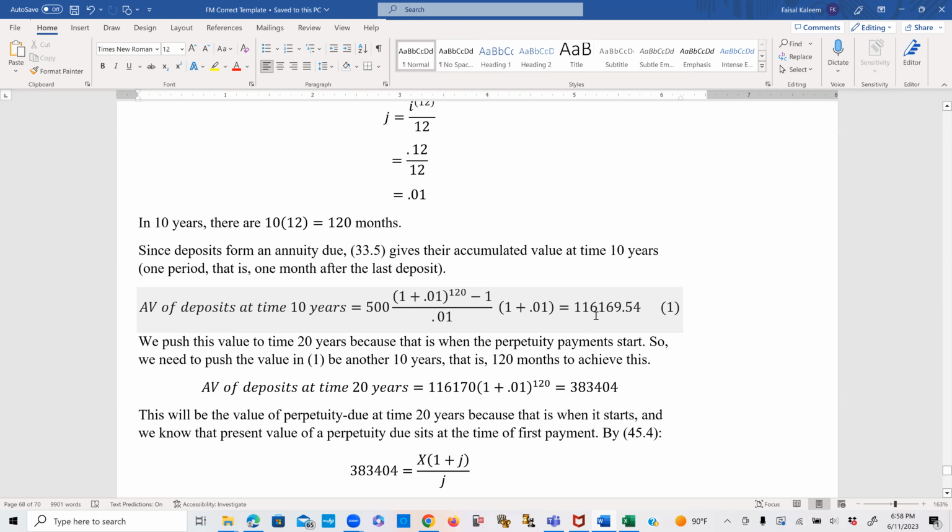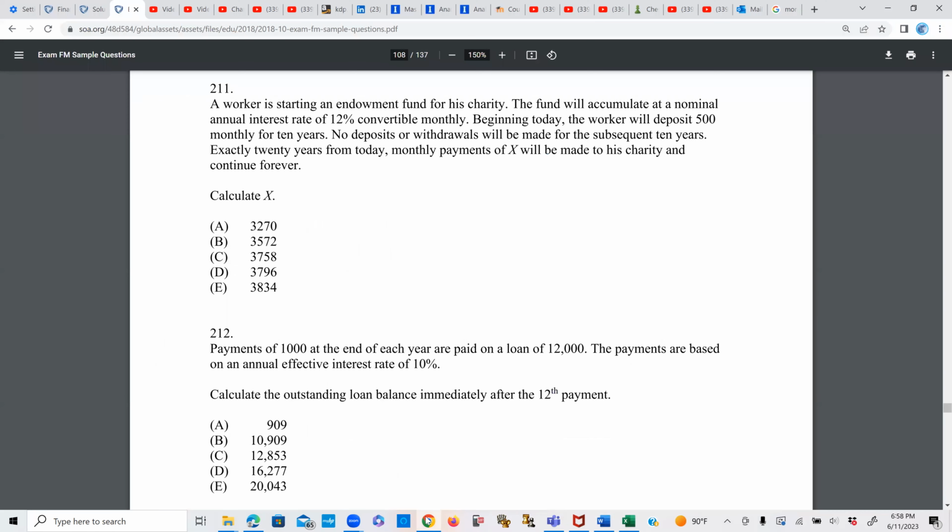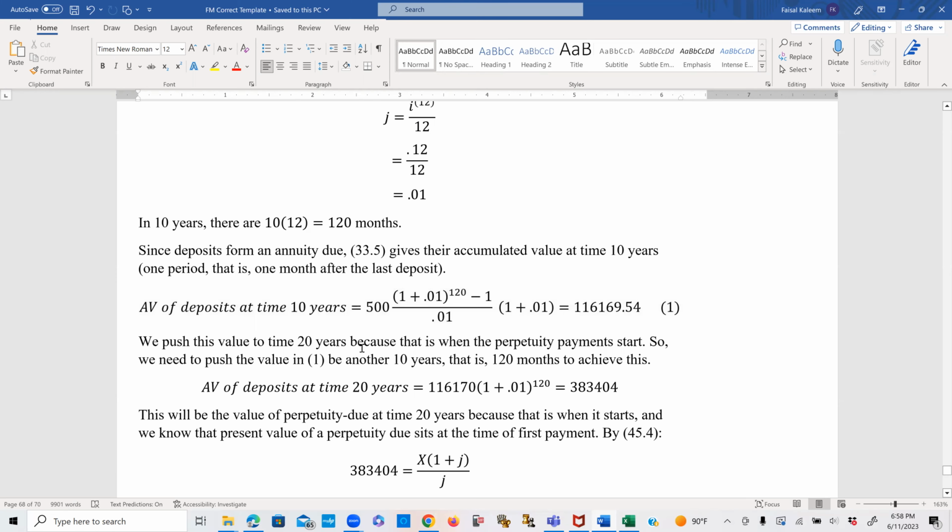169.54. And we need to push this to time 20 years because that's when the income stream starts. To push it to 20 years from 10 years, we have to push it forward by 10 years, or another 120 months. So multiply it by 1 plus J to the power 120. Therefore, the value of the deposits at time 20 years is 383,404. And this will also be the value of the perpetuity due that starts at time 20.